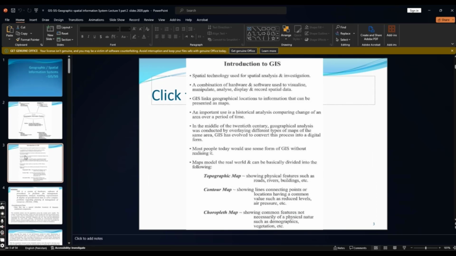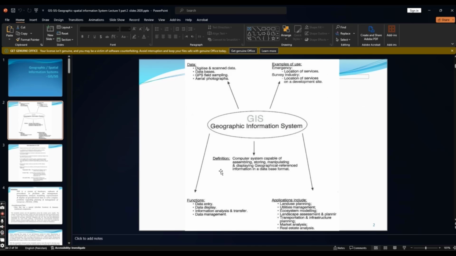Why do we use GIS? We use GIS to create topographic maps, contour maps and choropleth maps. So as a definition, a computer system capable of assembling, storing, manipulating and displaying geographically referenced information is called a Geographic Information System.